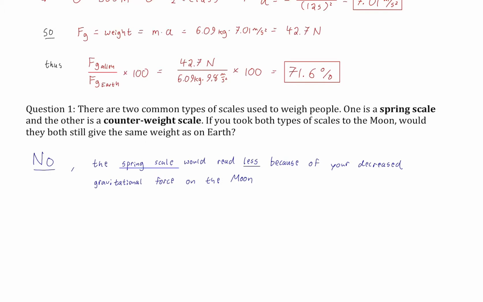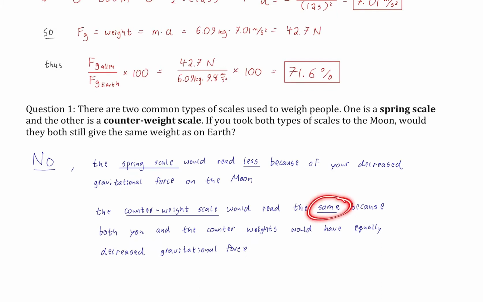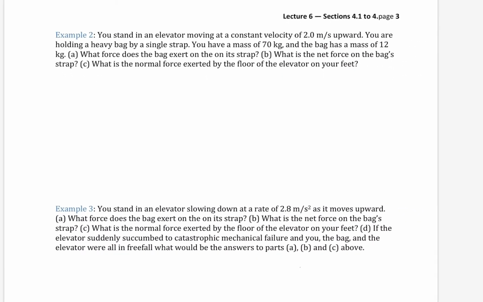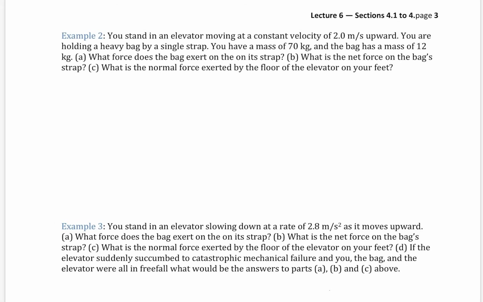But what about the counterweight scale? Well, the counterweight scale would actually read the same as on Earth. It would totally agree, because the counterweight scale is measuring mass. So whatever reading it had on Earth will be the same as the reading on the moon. Whereas the spring scale is a measurement of force. Thus it is affected by whatever is the ambient gravitational pull. And the explanation here is because both you and the counterweights would have equally decreased gravitational force, but you'd still have the same relative masses, thus it would still give the same reading. So is the counterweight scale better? Well, it depends, right?